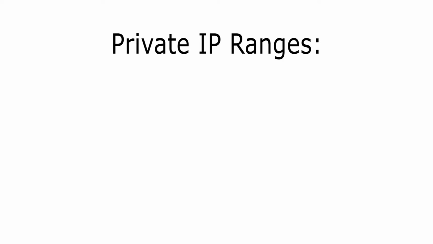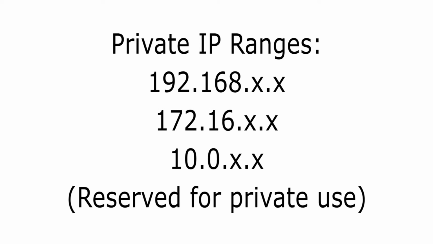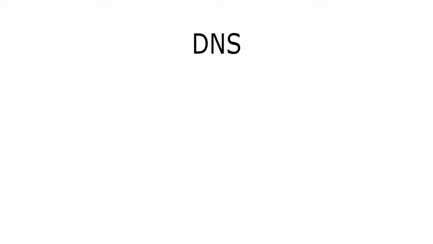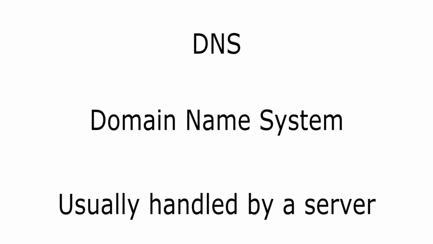If that just sounds like a bunch of random numbers to you, just remember that a private IP address will almost always begin with 192.168, 172.16, or 10.0. These IP address ranges are reserved for private use, while every other combination can be found out on the internet. A router can also be configured to hand out DNS, which stands for Domain Name System, but much like DHCP, this is usually handled by a server in a business environment.